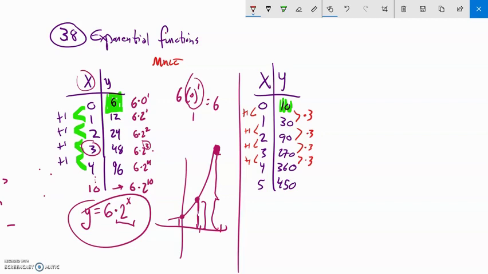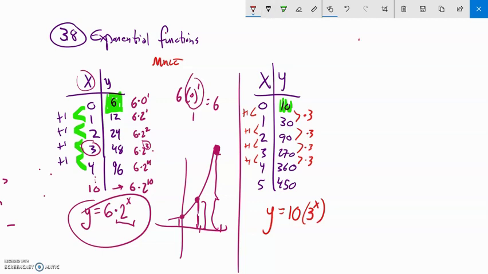So I could go through the same argument that I went by over here, but I know it's going to be the same result. I know that it starts at 10, and I wrote it with the dot over here for multiplication, but I'm usually going to write it with parentheses, and it's multiplying by 3 each time x increases by 1.